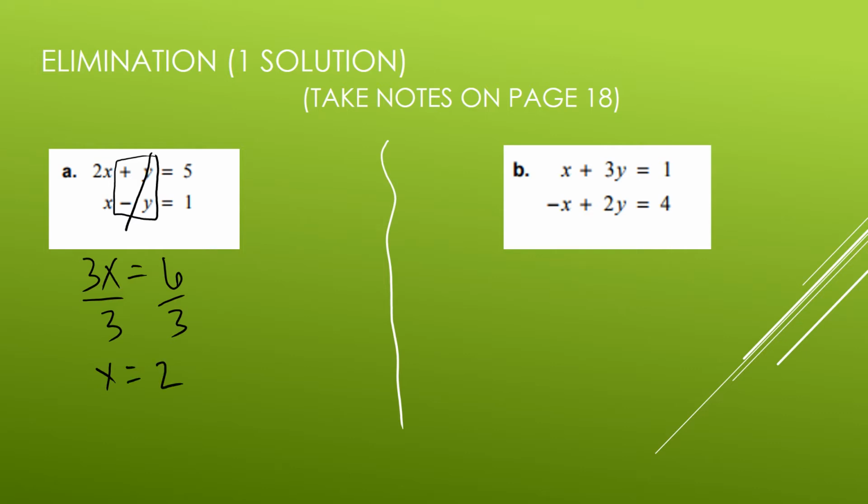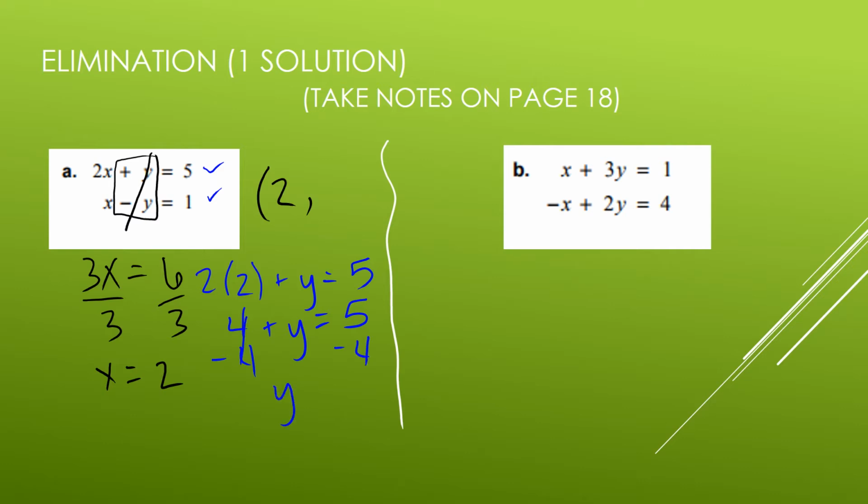But remember, we do want a full point. All I have right now is the x value. So what I have to do is go back and take my x value of 2 and plug it into one of the two equations. It doesn't matter which one. I like to plug it into the top one just to be consistent. So if I plug 2 in for x, then the top equation would now read 4 plus y. And then in this case I would subtract 4 because it's being added. So therefore y is 1. So the answer to this equation is the point (2, 1).